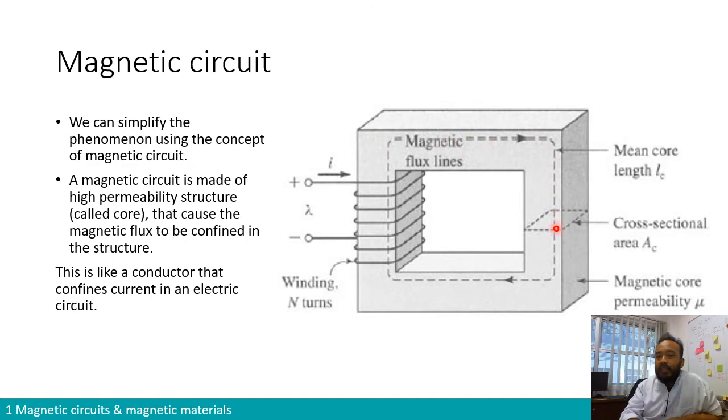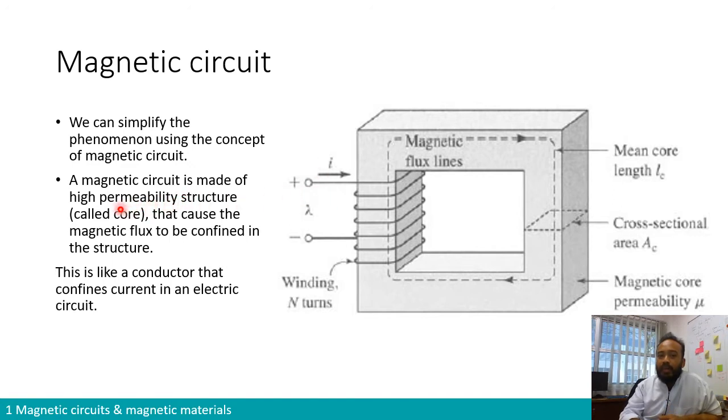It has the mean core length of LC. Mean core length means if you take the middle and measure the length of the closed path, it will become LC. And it has a cross-sectional area of AC. So we can say that we now have a magnetic circuit where the magnetomotive force that's creating the magnetic flux is created by this coil, and we have a magnetic flux that keeps on circulating inside this core material of length LC and cross-sectional area AC. Okay, so the magnetic circuit is always in this form. This is the basic fundamental form of it.